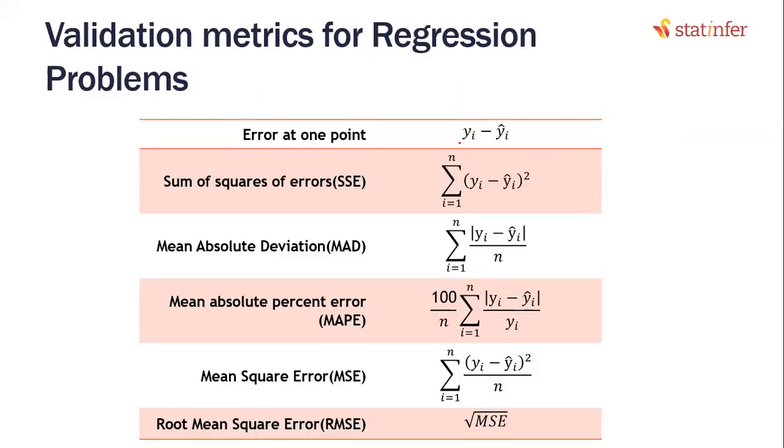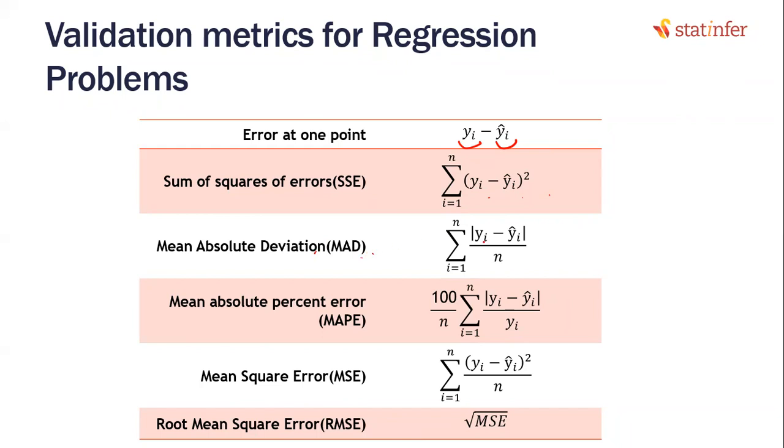Error at a single point will be Y actual minus Y predicted. Usually Y predicted is denoted with a hat. Y actual minus Y predicted. Sum of squares of errors: this is the error, take the square at every point, and sum them. That is the sum of squares of errors.